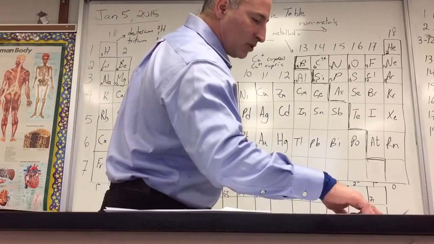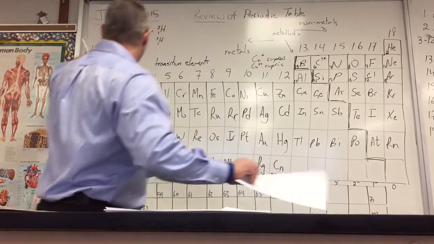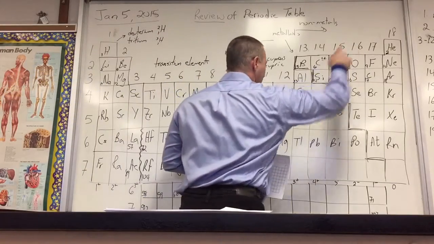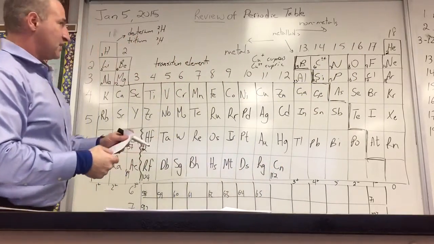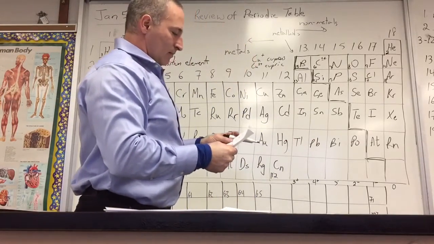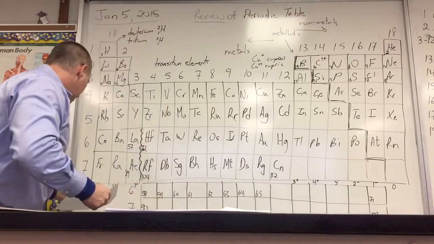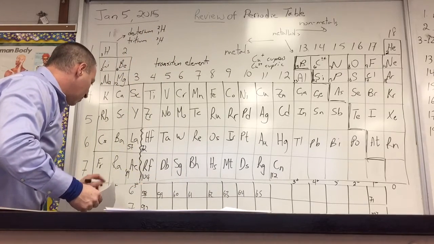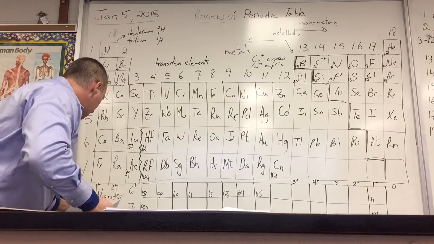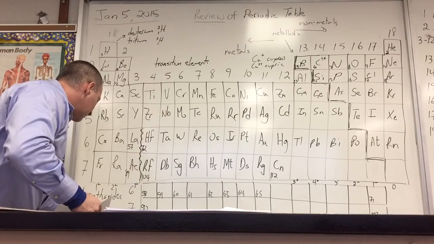So we've covered symbols, atomic numbers, periods, groups, all the way from 1 to 18. The sections, there's 3 sections: metals, metalloids, nonmetals. Period names. This period is called the lanthanides, goes across. This period name is actinides.